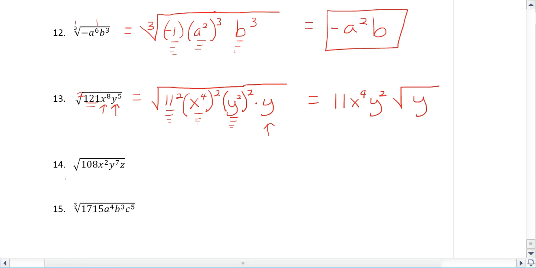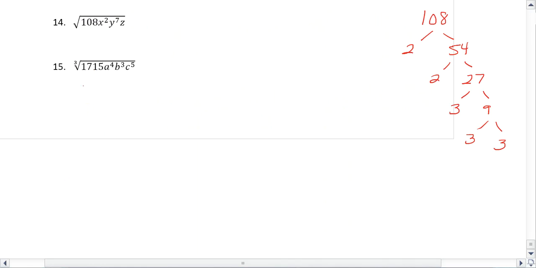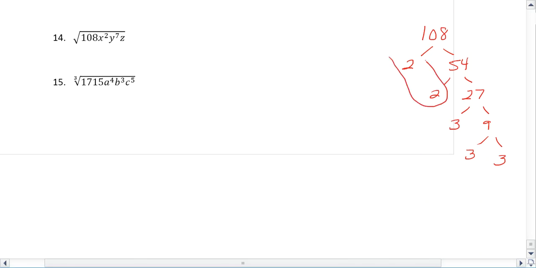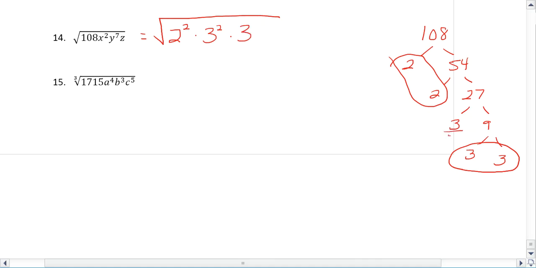All right, 108. I'm going to need a factor tree, so I'm going to pause it and do that off to the side here. All right, so number 14, we are looking for perfect squares. It's the square root. I made the factor tree here, so we're going to circle pairs. Here's a pair of 2's as a perfect square and a pair of 3's. So again, you're not always going to write this step. I'm just doing it for your notes to be very obvious. So we have 2 squared is a perfect square, 3 squared is a perfect square, and this 3 is just left over.